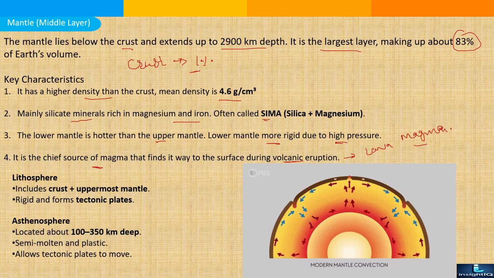There are some terminologies used about the lithosphere and asthenosphere. So lithosphere includes the crust and uppermost layer of the mantle. It is the rigid and firm tectonic plate. Next one is asthenosphere. This one is internal to the mantle, located about 130 to 350 km deep. It is semi-molten and plastic type. It allows the tectonic plates to move.